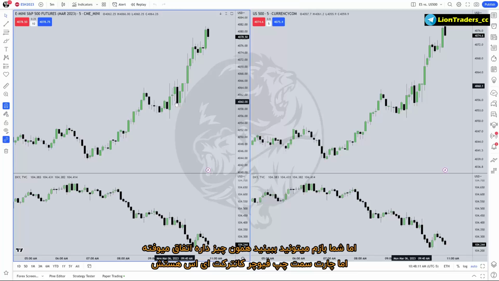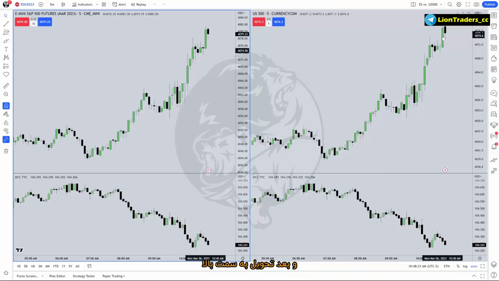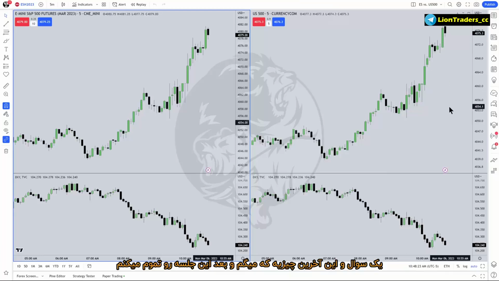The left chart is the ES futures contract. That down close candle, supporting price. Down close candle, supporting price. So you still see the same thing. The same elements are there. And then the delivery on the upside. So the question, and this is the last thing, I'm going to close this session now.